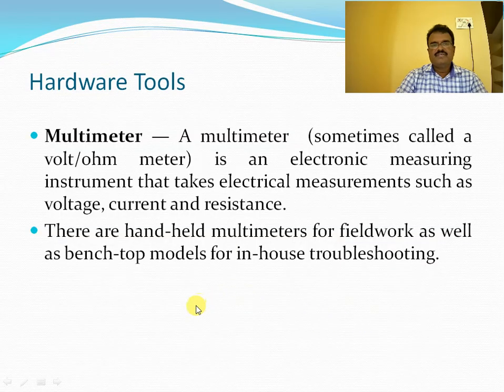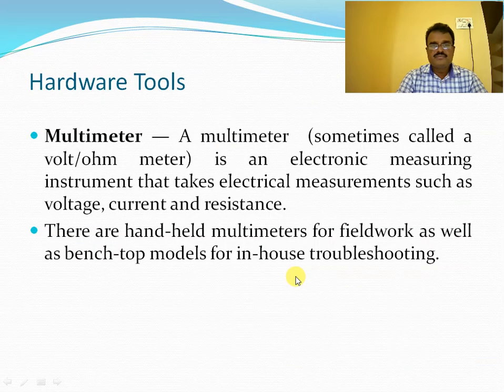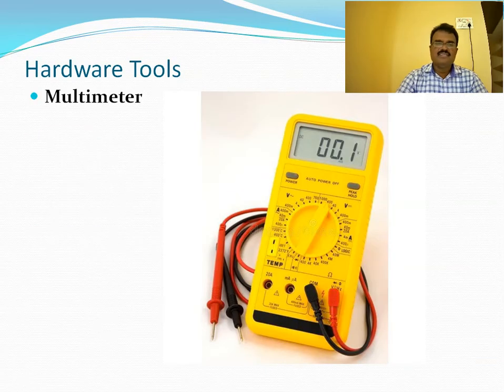The next one is a multimeter. Its name itself says that it's a multimeter. A multimeter, sometimes called a voltmeter, is an electronic measuring instrument that takes electrical measurements such as voltage, current, and resistance. There are handheld multimeters for fieldwork as well as benchtop models for in-house troubleshooting. So this is one of the multimeters, which checks the voltage level, current level, and resistance level in the circuit.